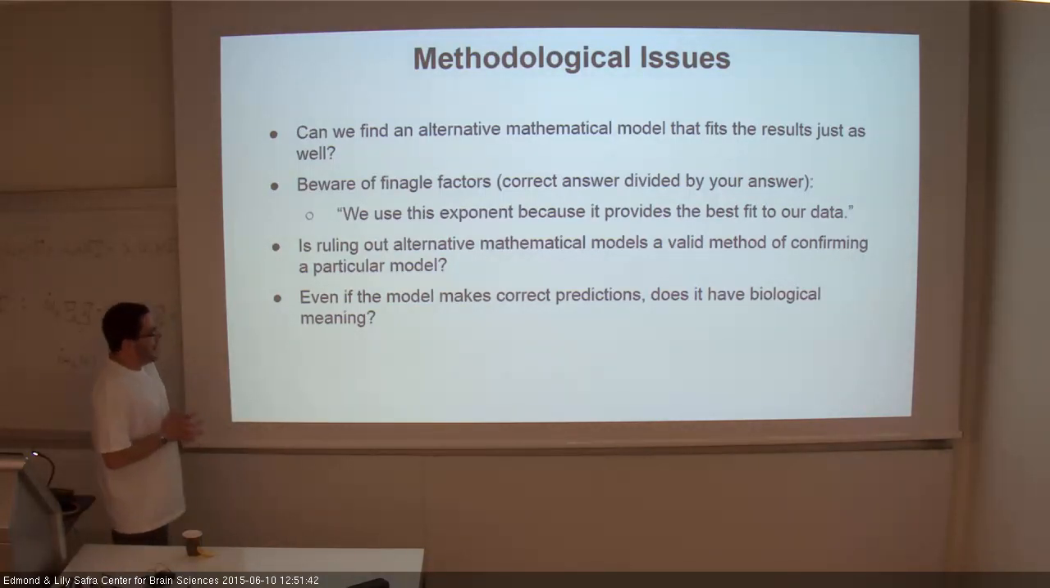Another issue. And finally, even if the model makes correct predictions, let's say it makes correct predictions 100% of the time, does the model really have biological meaning? Can we really say that because this model fits the data, and because there's division in this modeling, and the title of the paper was divisive normalization? This is a modeling approach that people have started using, modeling these kinds of suppression phenomena using division. And the question is, is the division really biologically meaningful? It might be, but it also might not be.